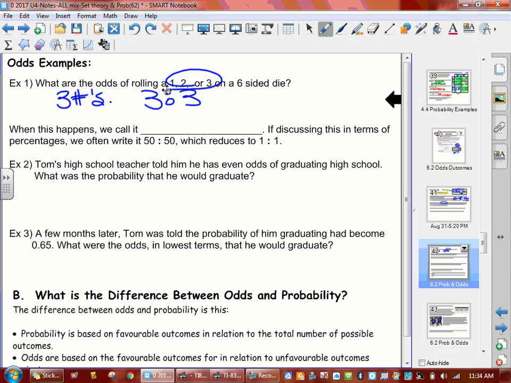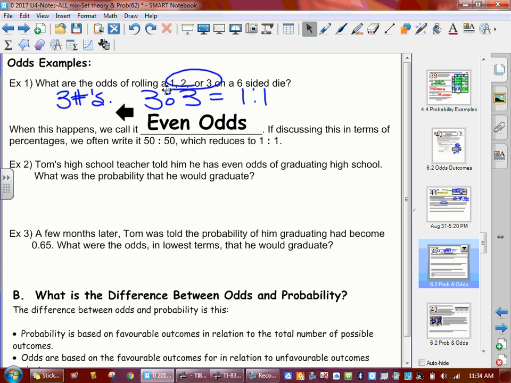Whenever the numbers are identical, you're going to treat it like a normal fraction. You would just go 3 divided by 3, which gives us 1 to 1. Whenever we've got identical numbers, we call those even odds. If we talk percentages, that's saying you've got a 50-50 shot. And again, 50-50 would reduce to 1 to 1.